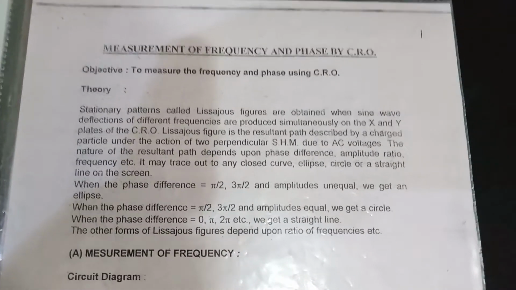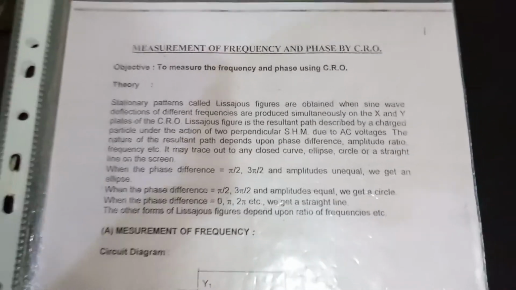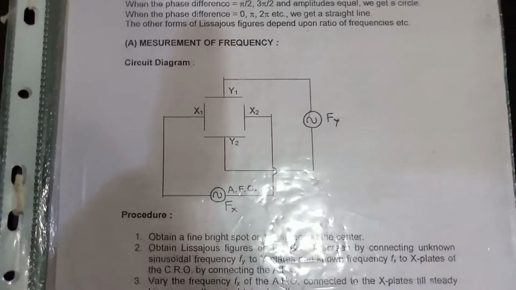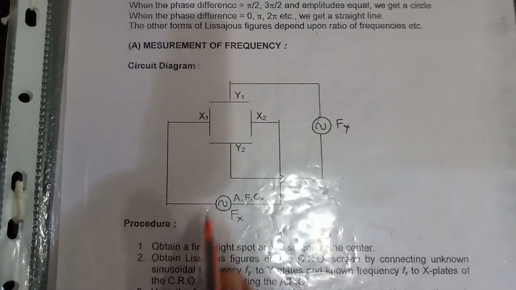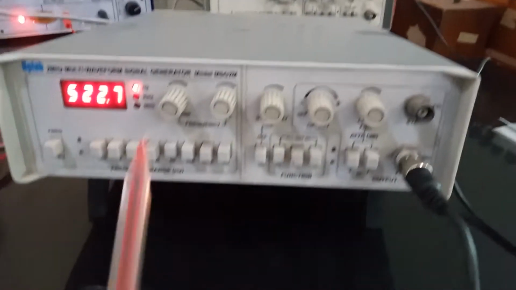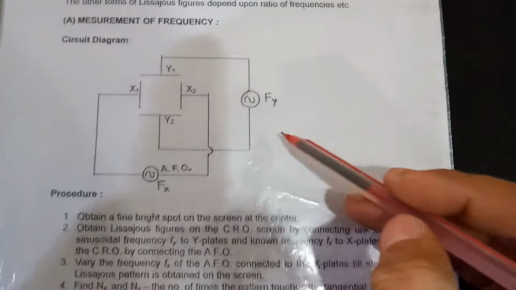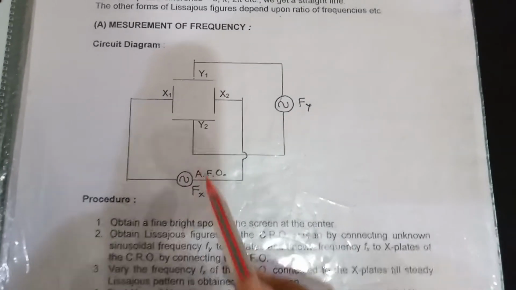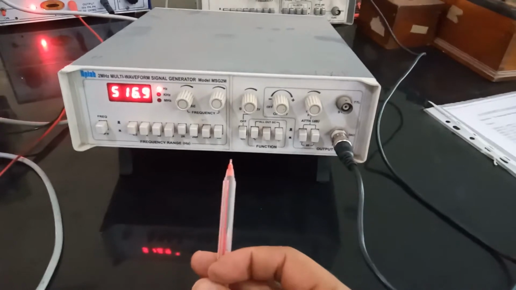Now we will go through the measurement of frequency, that is the first part of the practical, and we have to construct this circuit. In the above circuit you can see we have used an AFO, that is an audio frequency oscillator, and we will also have the unknown frequency source, that is Fy. The first one is Fx, the audio frequency oscillator, which is given to the X channel of the CRO.